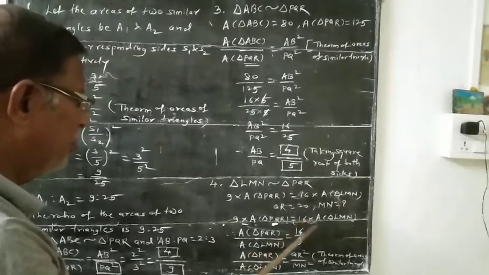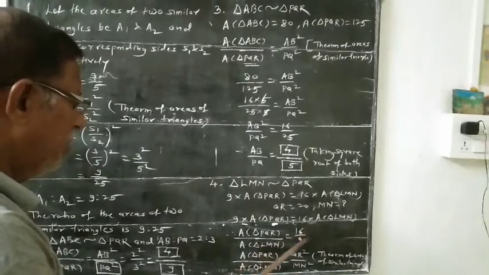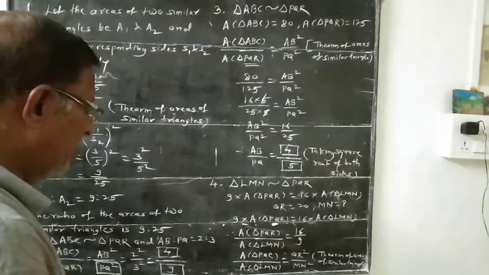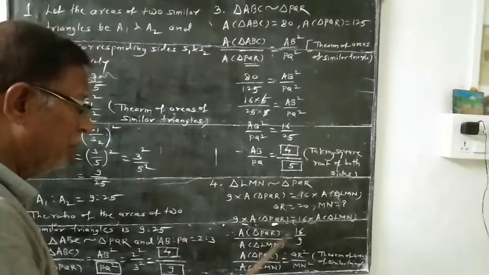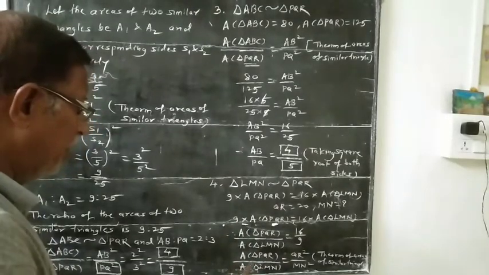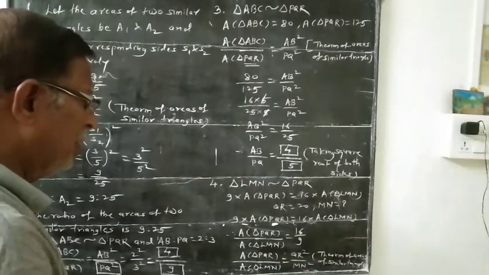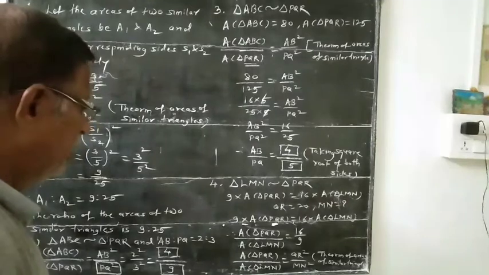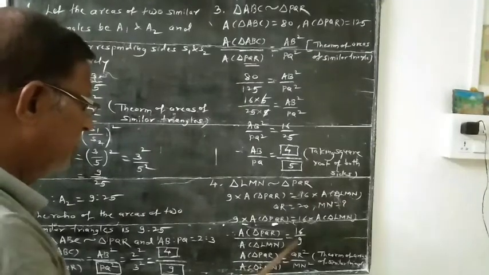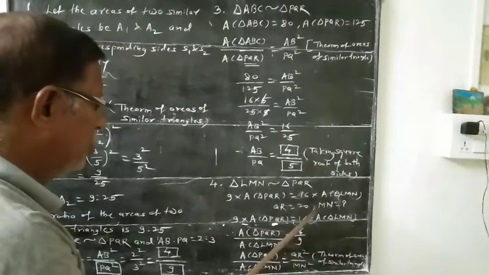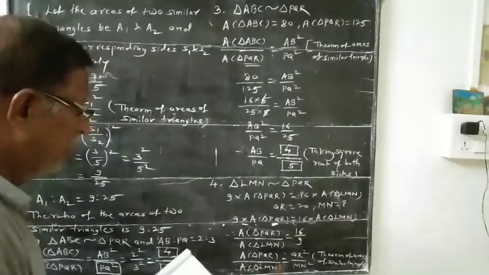Here we get the ratio. Area of triangle PQR upon area of triangle LMN is equal to 16 upon 9. Area of triangle PQR upon area of triangle LMN is equal to QR square upon MN square, theorem of areas of similar triangles. Then putting the values, this area ratio is 16 upon 9. 16 upon 9 is equal to this 20 square upon MN square.